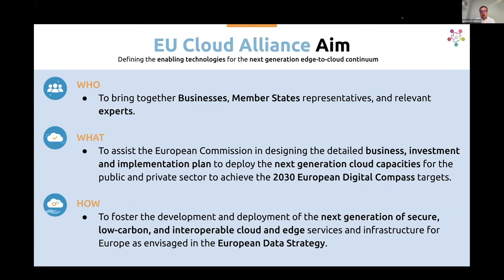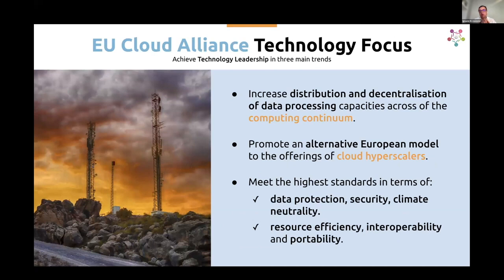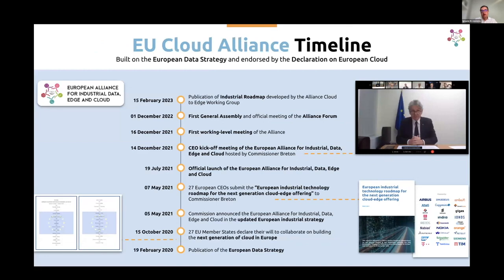edge and services. One of the important messages is that the Alliance has a very important technology focus. So the aim of the Alliance is to achieve technology leadership in three main trends. The first one is increased distribution and decentralization of data processing capacities across the continuum. The second one is to promote an alternative European model for the offering of hyperscalers. And the third one is to meet the highest standards in terms of data protection, security, climate neutrality, resource efficiency, interoperability, and portability.